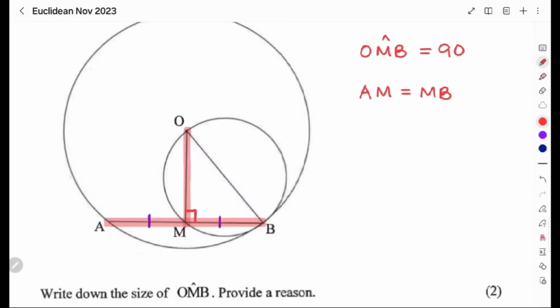Now, another important thing to take note of is that OB is not only a diameter, it is also a radius of the larger circle.